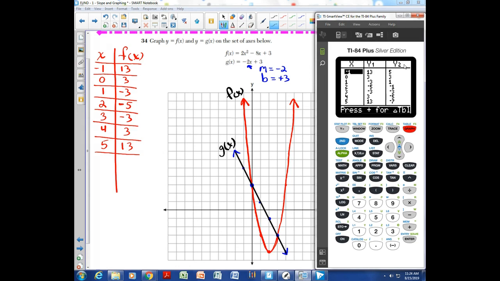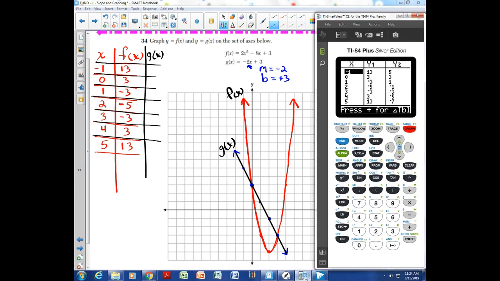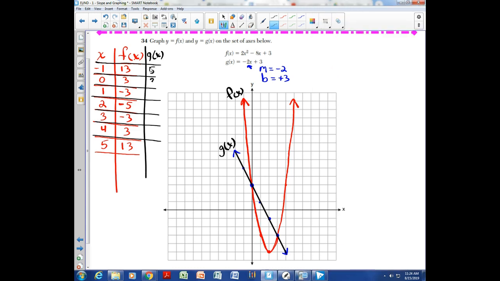Now, we could easily just extend our table here on the left side, and put our g of x here, and then just fill in the values: 5, 3, 1, negative 1, negative 3, negative 5, negative 7 is what I'm going to imagine them being. And we could graph that way.